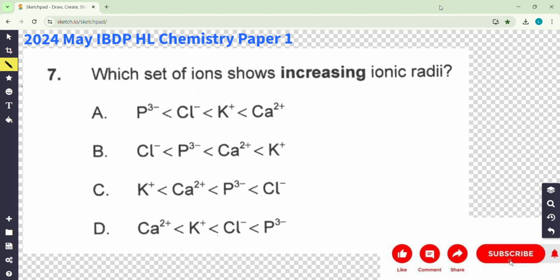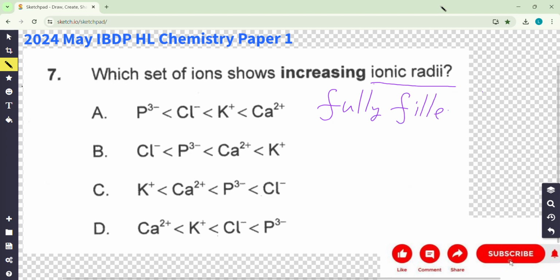Number 7 is about ionic radii. Compare them, and you look at them. All of them have something similar. Yes, all of them have the same fully filled electron shell. Do you notice it? So it is fair, so we don't need to care about the electrons.